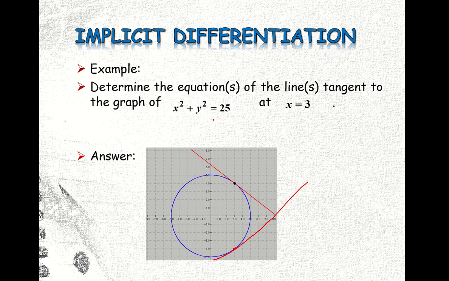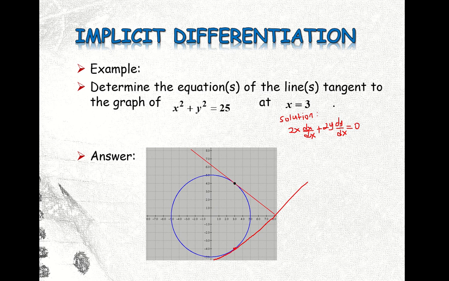We'll start with the implicit differentiation of this given. So here's our solution. From the given, we have, differentiating this implicitly, 2x times dx over dx, which is equal to 1. That's for the first term. Then the second term, by the power formula, 2 times y times dy over dx. And the right side, the derivative of a constant, which is 25, is equal to 0.